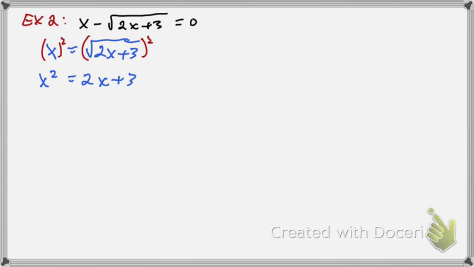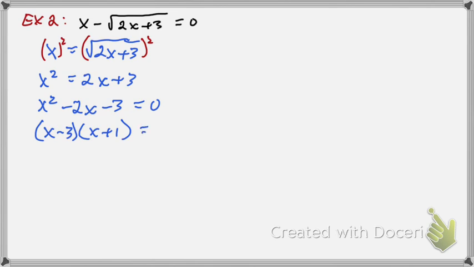Get all the variables to one side. All right, so I'm going to leave my x squared there because that's the biggest exponent. I'm going to move the 2x over. I'm going to move the 3 over. Thank you, sir. Then we can factor it. We can use the AC method. Some of you can look at this and tell me what the factors are. Anybody want to volunteer? x minus 3 and x plus 1. Let's go with that. Thank you. So I set each one of them to 0.